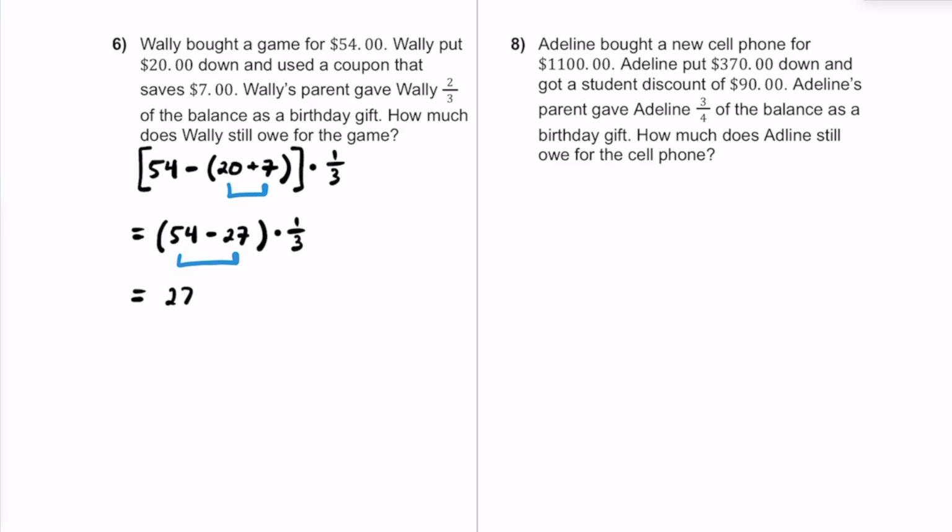If you take this 27 and multiply it by 1/3, again, Wally's covering 1/3 of this because his parents are covering 2/3. If you take 1/3 of 27, that's just going to be equal to 9. It's the same thing as 27 divided by 3. So this is going to be 9. And again, if you wanted to find out what Wally's parents are covering, you can take the 27, the remaining balance, take away 9, what Wally's paying, and that's going to be 18. Or that's the same thing as 2/3 of 27.